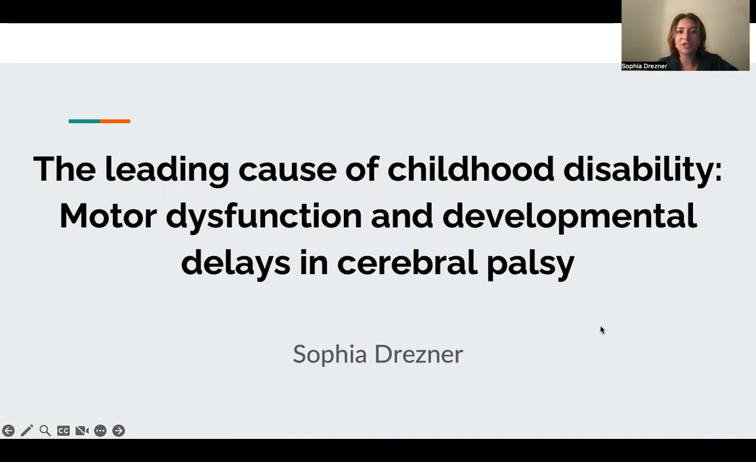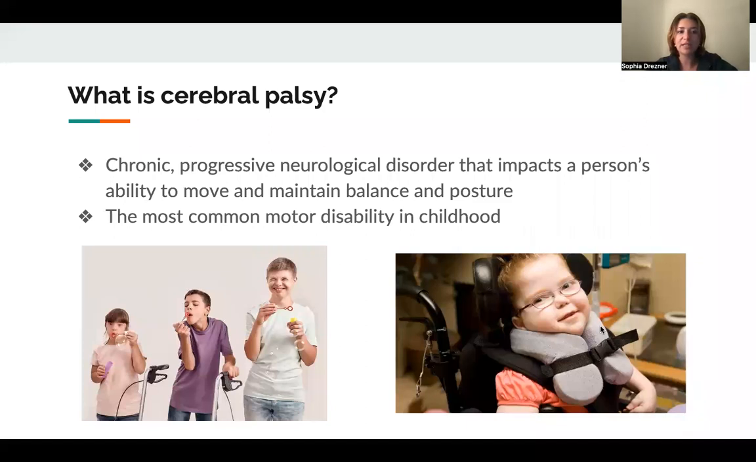The neural disorder that I chose for my final project is cerebral palsy. And this is a chronic progressive neurological disorder that impacts a person's ability to move and maintain balance and posture. And it's the most common motor disability in childhood.